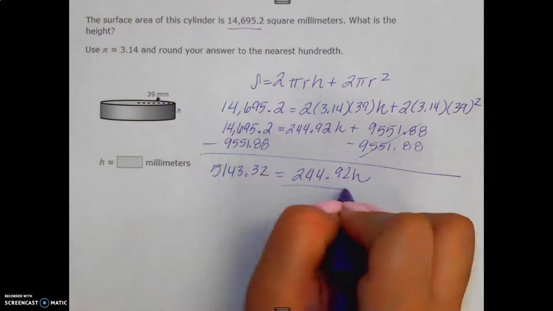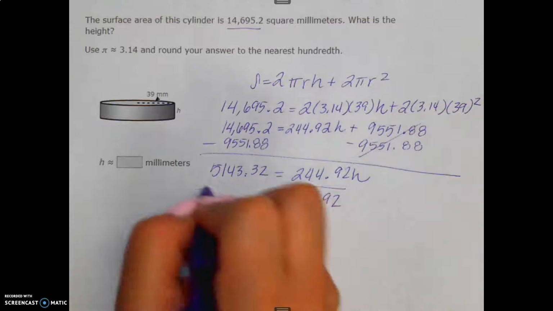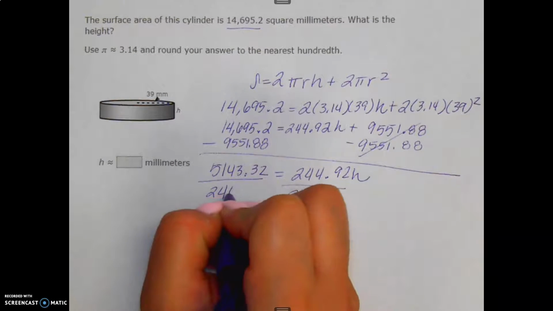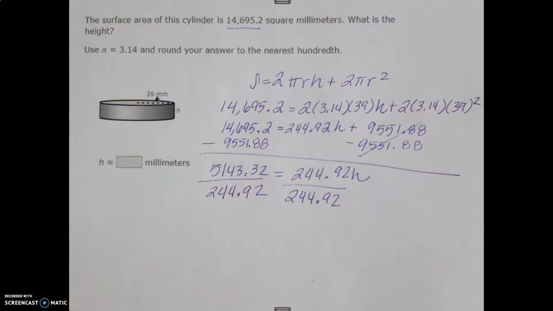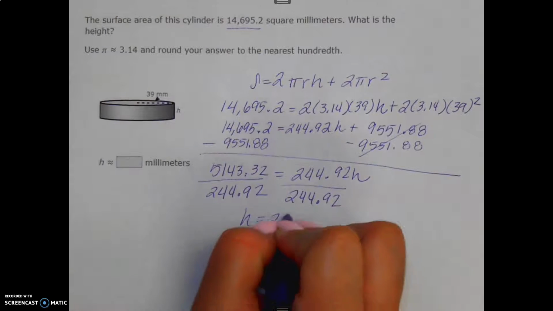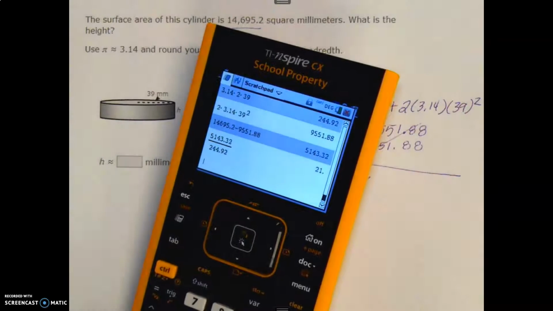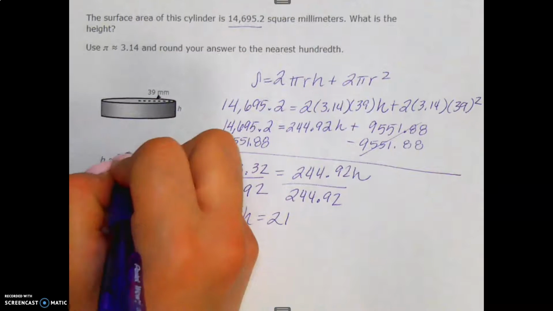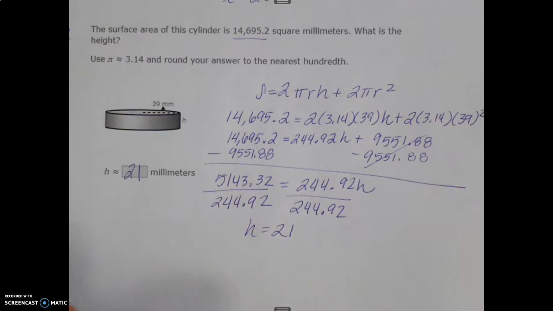So I get 5143.32 divided by 244.92. That way I can get rid of it and get my height. And it comes out to a nice even number, 21. All right. So we write our formula down, we plug in what we know, and we solve for what we don't know. So that was the 8th one we have done together.